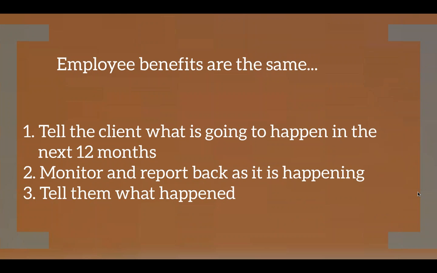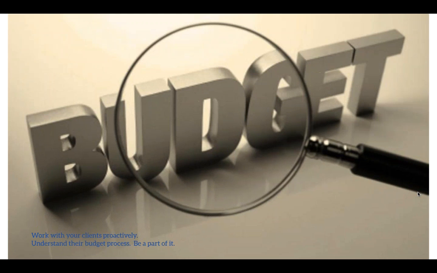You got to tell the client what's going to happen in the next 12 months, monitor and report back as it's happening, and then just tell them what's happened. It's as simple as that. It's telling them what's going to happen in the next 12 months and giving them those monthly financial statements and providing potentially some feedback on those monthly financial statements as things happen, and then summarizing that at the end of the year. Renewals are very simple.